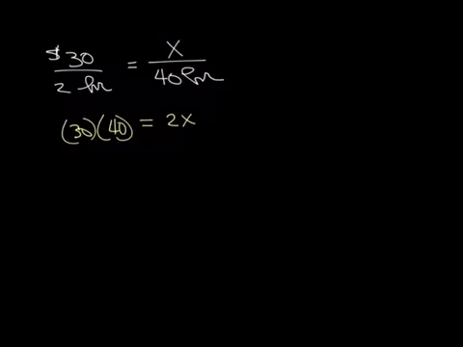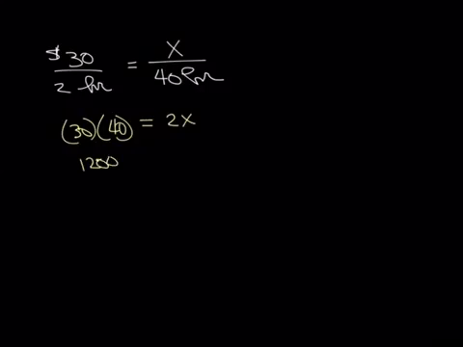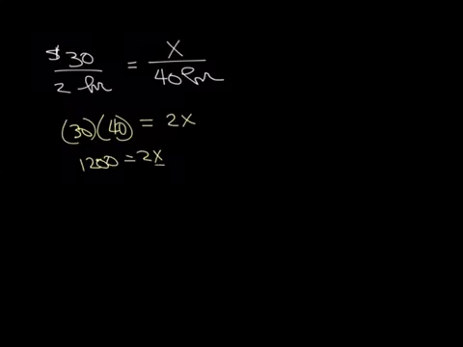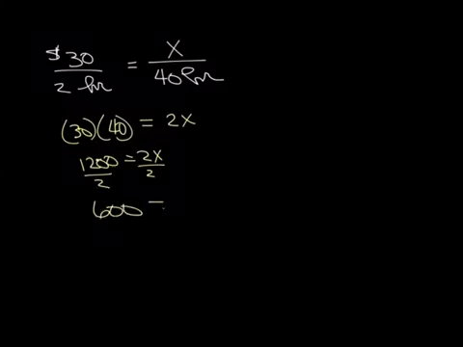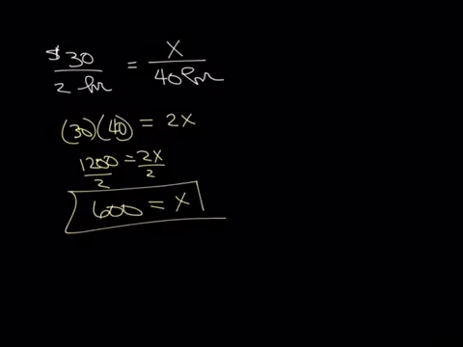So, 30 times 40, divide by 2, divide by 2. So you'd make $600 then in 40 hours if you made $30 in 2 hours. That's $15 an hour. So if you took $15 an hour times 40, you'd end up with $600. So that's kind of a way to check.